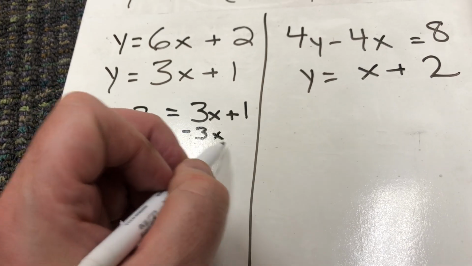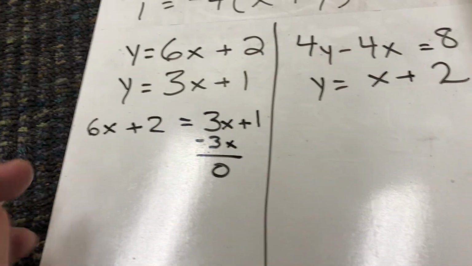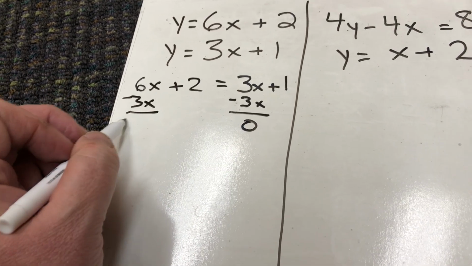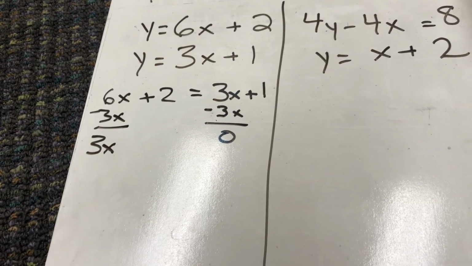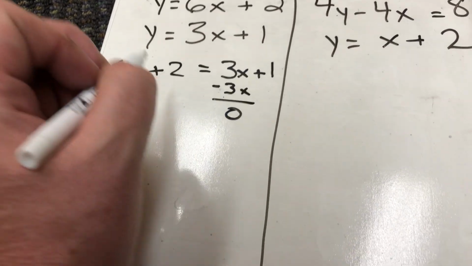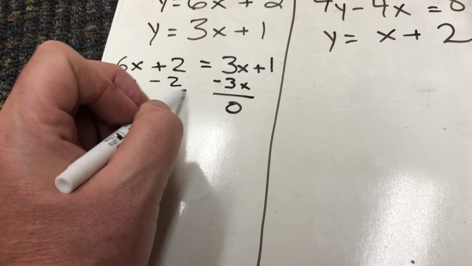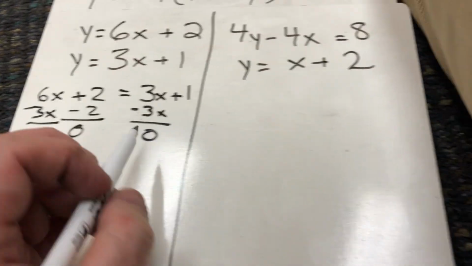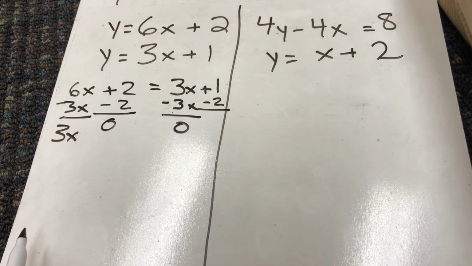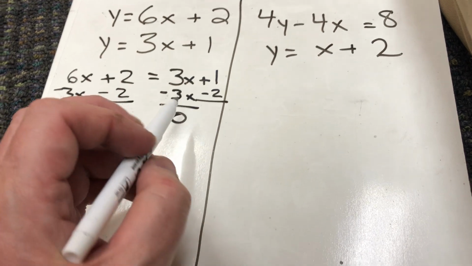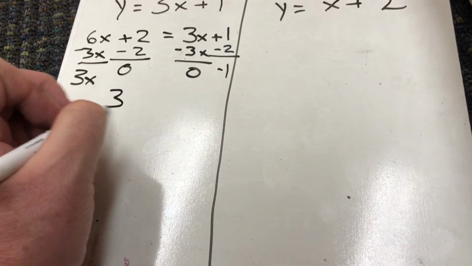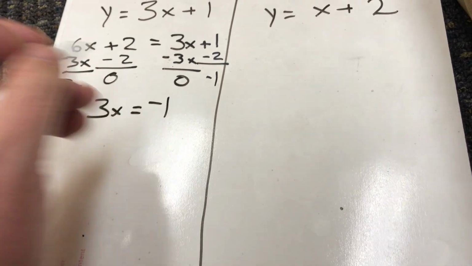I'm going to subtract 3x from both sides. That gives me 0. I come over here, I subtract 3x. 6x minus 3x is 3x. Now, I need a 0 on both sides, so I'm going to come over here and subtract 2. That's going to give me 0. I have to come over here and subtract 2. You have to do that to both sides. 1 minus 2 is a negative 1. So I end up with 3x equals negative 1.